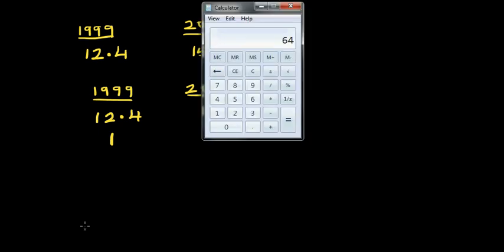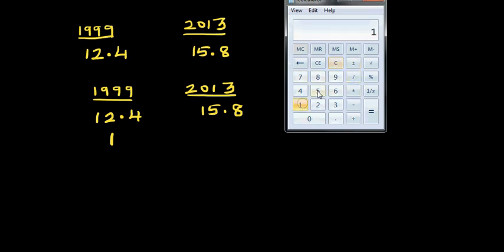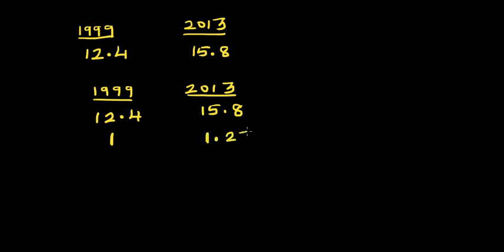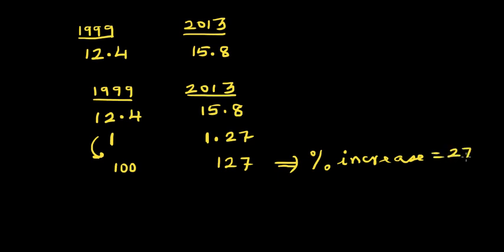So how do you find it? The same approach. 15.8 divided by 12.4 equals 1.27, rounding to two decimals. That means if it is 100 in 1999, it will be 127 in 2013. What does this imply? The percentage increase is 27%. And this is what people struggle to understand.